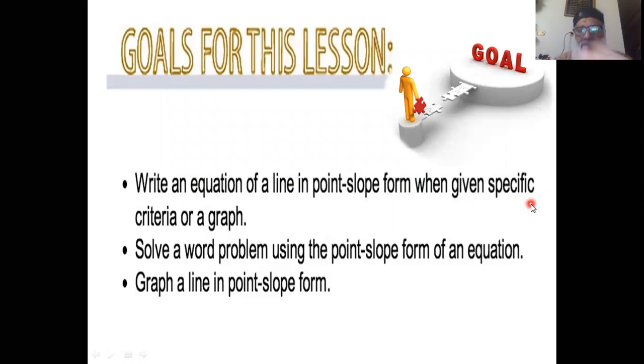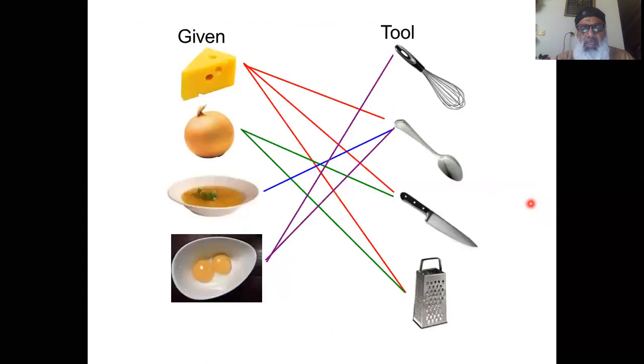At the end of the lesson, we will write the equation of a line given points, then we will solve some word problems, and at the end of this lesson we will graph a line in point slope form. So let's see, we'll move point to point.